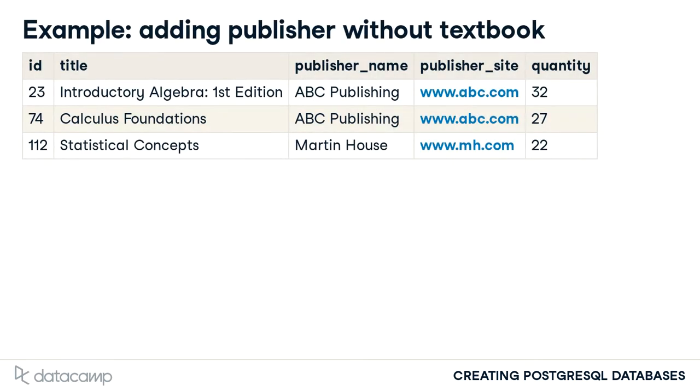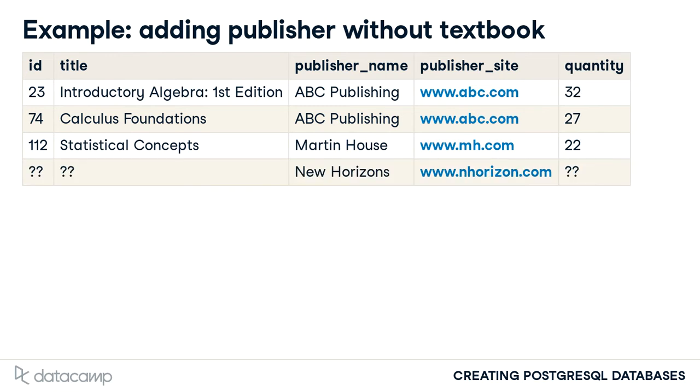Adding to this table is also problematic. The high school administration is interested in carrying textbooks from a publisher, New Horizons, with which the school does not have a prior business relationship. While no particular textbook of this publisher is being carried yet, the administration would like to start developing a relationship with this publisher. However, the publisher cannot be stored in the textbook table with the other publishers because entry of a publisher requires specification of a textbook title.